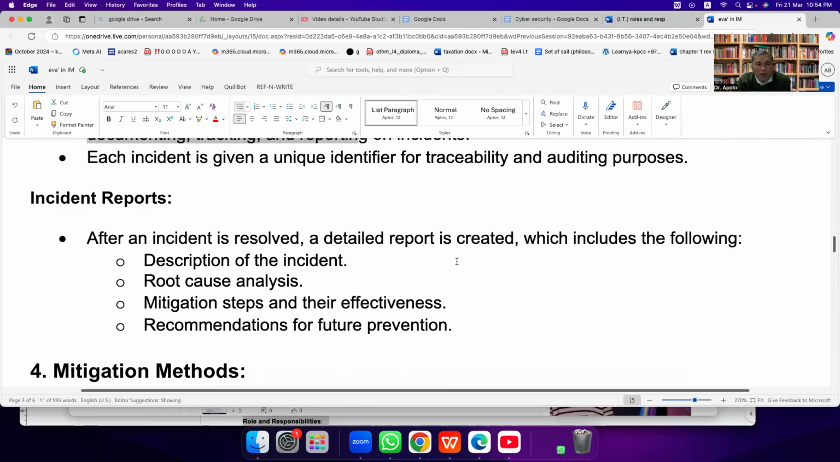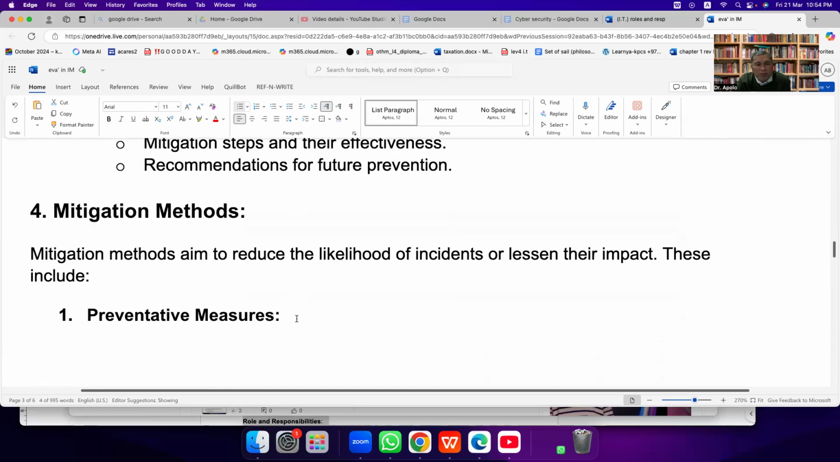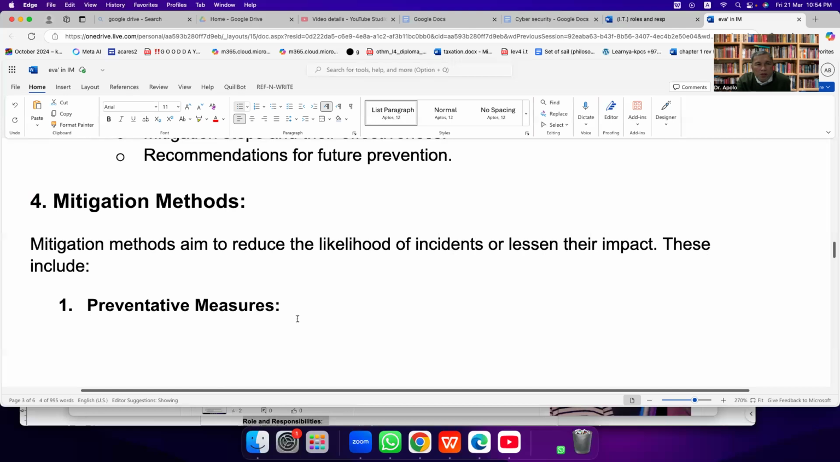Then we have the incident report. After an incident is resolved, a detailed report is created for the stakeholders. They need to know what really happened, which includes the description, root cause analysis, mitigation, and recommendation. Mitigation methods aim to reduce the likelihood of incidents or lessen the impact.